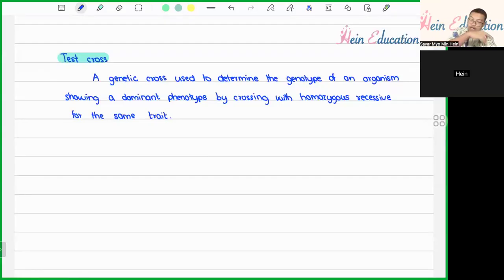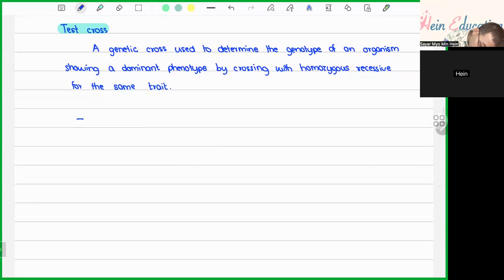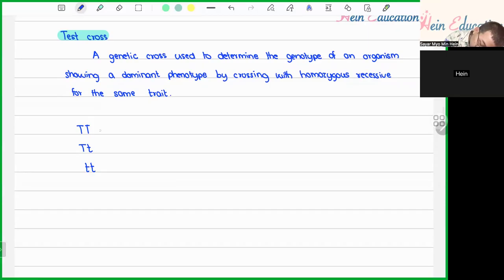So let's talk about our example of tall plants and dwarf plants. I will write the features here again: capital T, capital T; capital T, small t; and small t, small t. Capital T, capital T is a tall plant. Capital T, small t is a tall plant, and small t, small t is a dwarf plant, right? And it is very obvious, the dwarf will be only one genotype. We don't need to have doubts on that, right? So if it is dwarf, it means small t, small t.